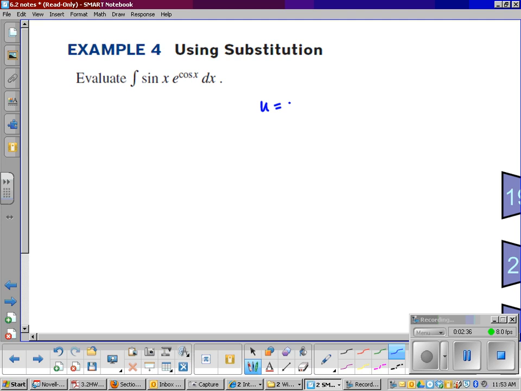So I'm going to let my u be cosine x. Now the next piece I need is differential u. If I take the derivative of u with respect to x, differential and derivative mean the same thing, then I'm taking the derivative of cosine, which is negative sine x. Now I don't want du dx as a fraction, so I'm going to multiply both sides by dx. That separates my differential u and my differential x, and that's what I want.